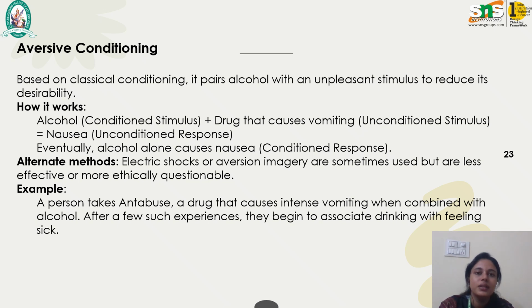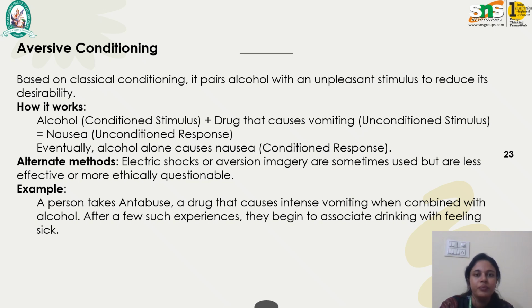We can mix those tablets in their alcohol, which leads to vomiting and some other conditions that cause the alcoholic individual to reduce those habits. If we give alcohol with the drug that causes vomiting, that is the unconditioned stimulus. Eventually, the alcohol alone can cause nausea. Alternative methods like electric shock or aversion imagery are sometimes used, but are less effective or more ethically questionable. An example for aversive conditioning is a person taking Antabuse.